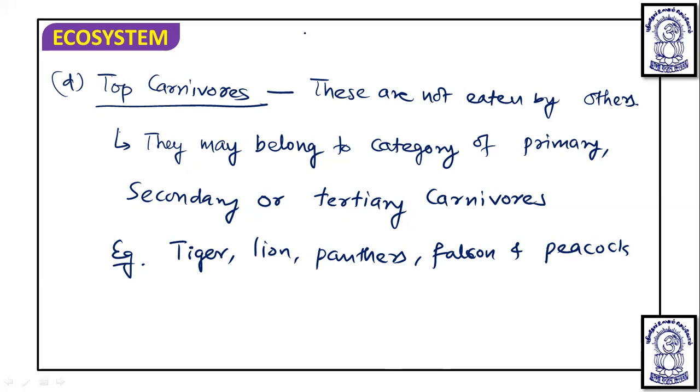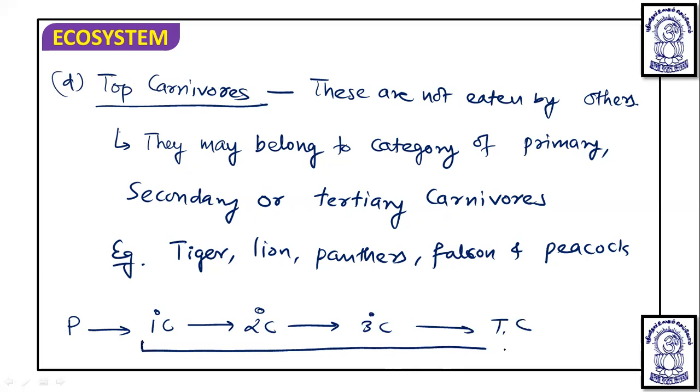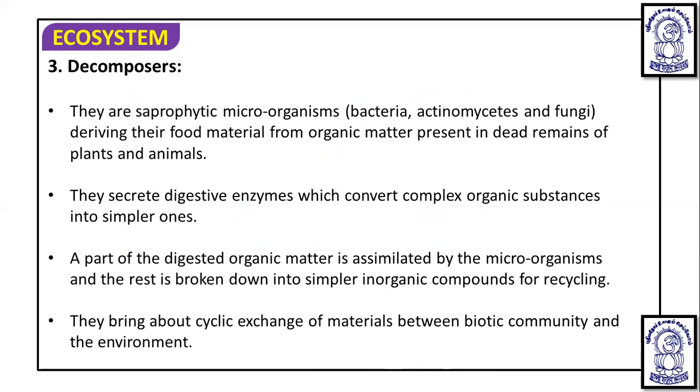In this way, among the consumers, the primary consumers are dependent on the producers, then the secondary consumers, then the tertiary consumers, and then the top carnivores. So these are all considered consumers. This is the second group of biotic component, the consumers. Now after this we are going to talk about the third group of biotic component, that is decomposers.